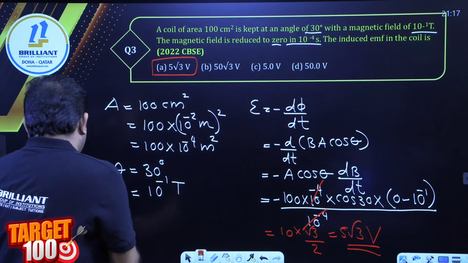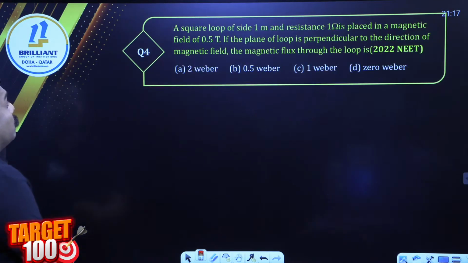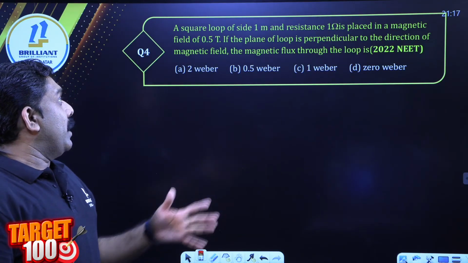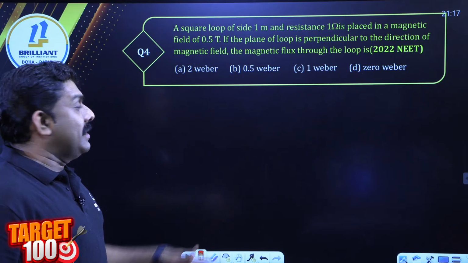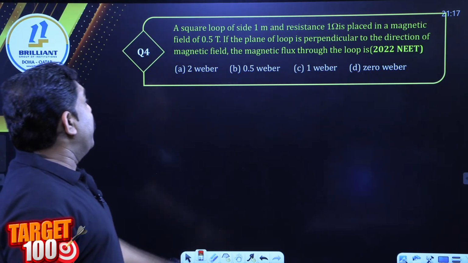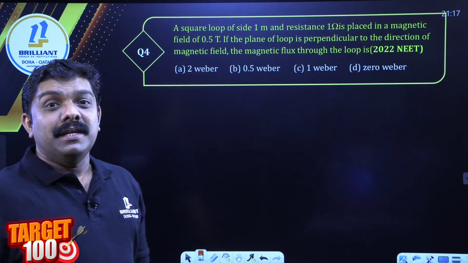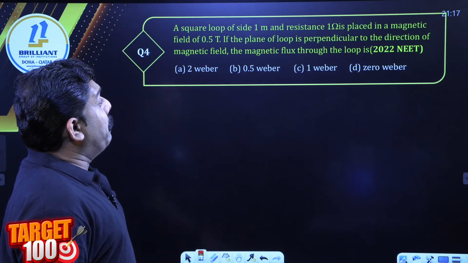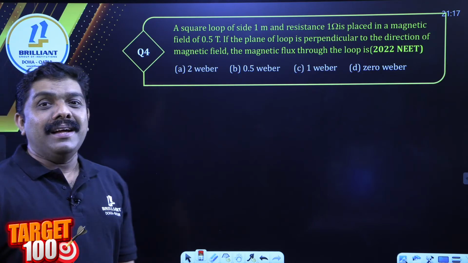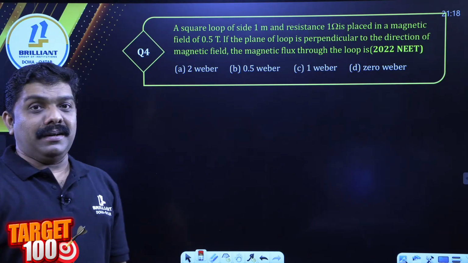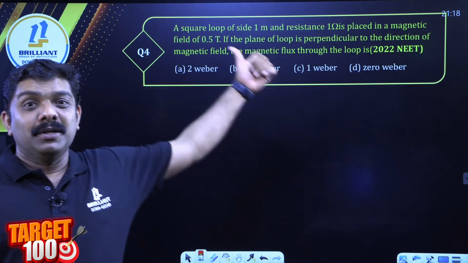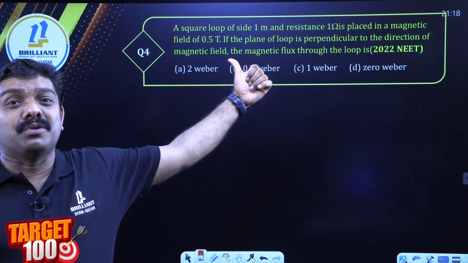Now we are going to the next question. So that is question 4. A square loop of side 1 meter and resistance 1 ohm is placed in a magnetic field of 0.5 Tesla. If the plane of the loop is perpendicular to the direction of the magnetic field, the magnetic flux through the loop is... 2022 NEET question it is.